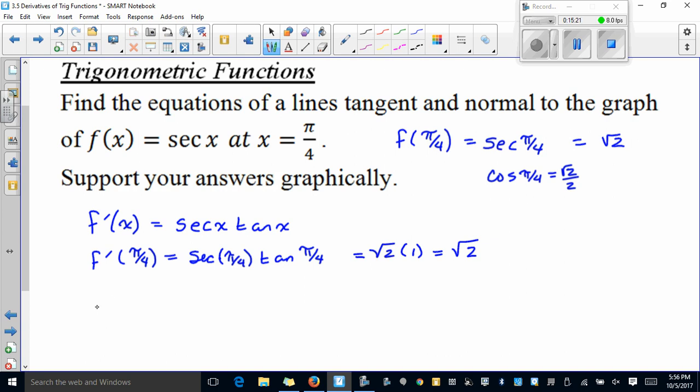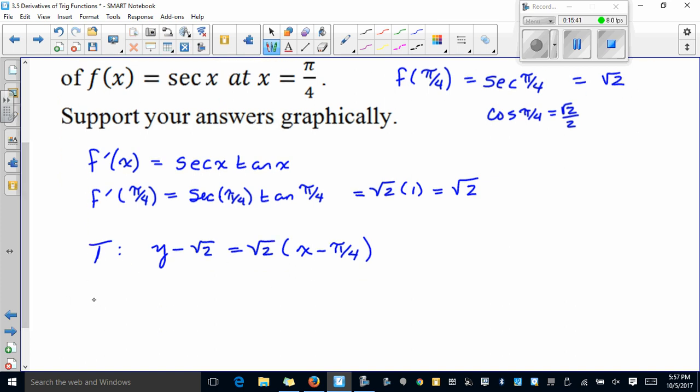Our tangent line: y minus my y value, which is radical 2, equals my slope, which is radical 2, times x minus pi over 4. And you're done. You do not have to do anything more to that. And then my normal line is exactly the same. My slope is the only difference. Y minus radical 2 equals, the reciprocal of this is just going to be cosine, but it's going to be negative. Negative radical 2 over 2 times x minus pi over 4.